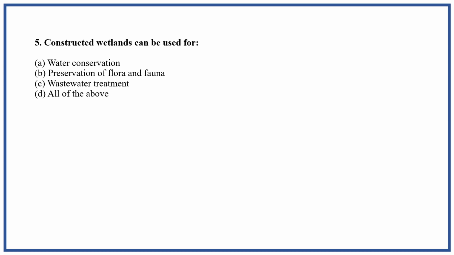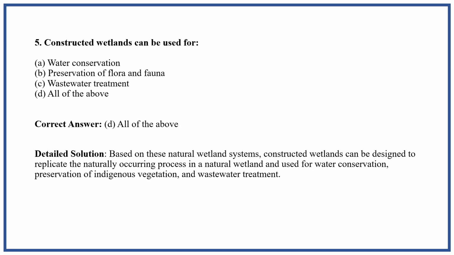Next one is: constructed wetlands can be used for water conservation, preservation of flora and fauna, wastewater treatment, all of the above. It's a pretty simple question. Yeah, the correct answer is all of the above, because it will help in achieving all the three things.